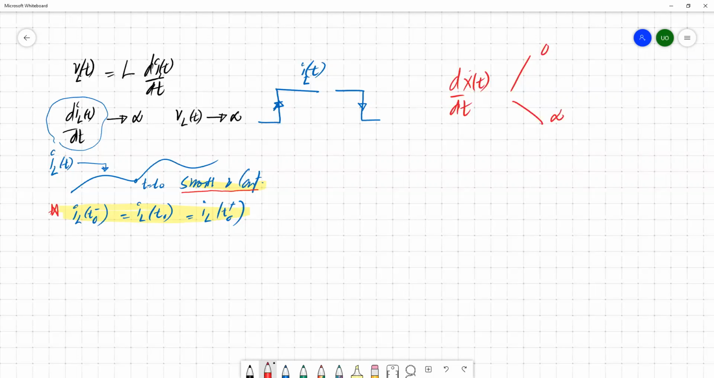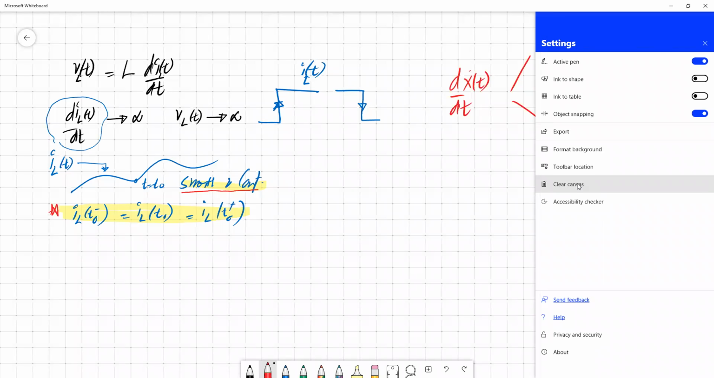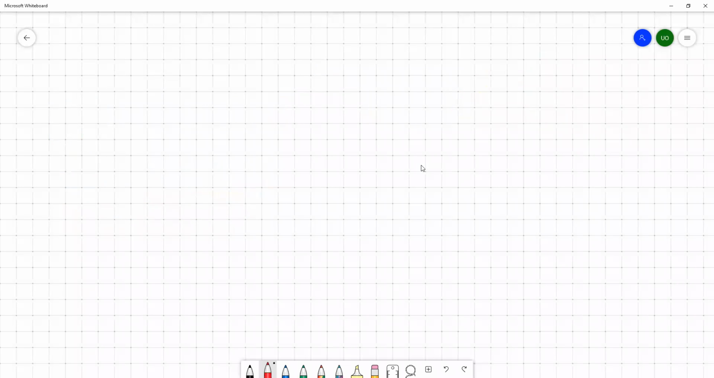So based on these mathematical models, we'll move to the next block, the next session. The next session covers first order circuits. So this is the first order circuit.